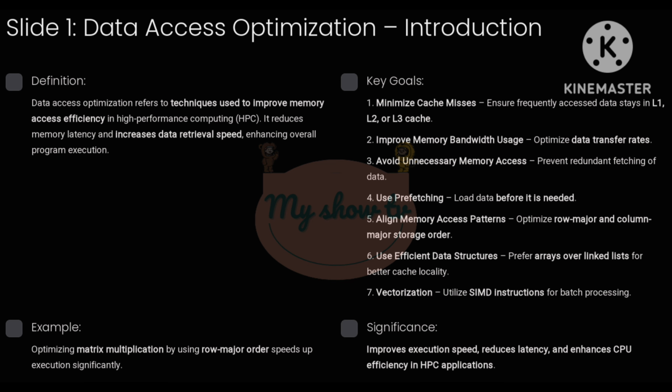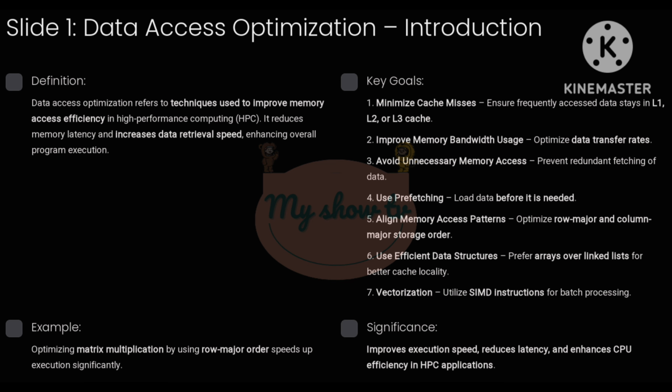Modern processors have high memory bandwidth, but inefficiencies in data transfer and CPU memory interaction can underutilize bandwidth, leading to wasted cycles. 3. Avoiding unnecessary memory access. Fetching the same data multiple times is inefficient. Instead, store intermediate results in registers or cache. 4. Using prefetching. Prefetching anticipates which data will be needed next and loads it into cache before the processor requests it.